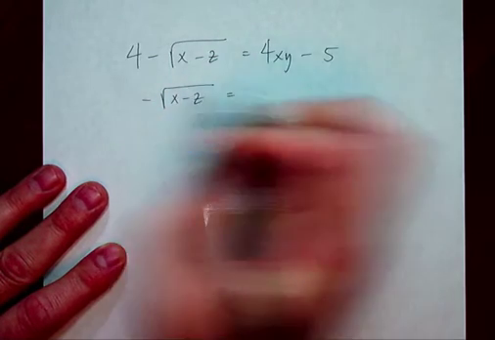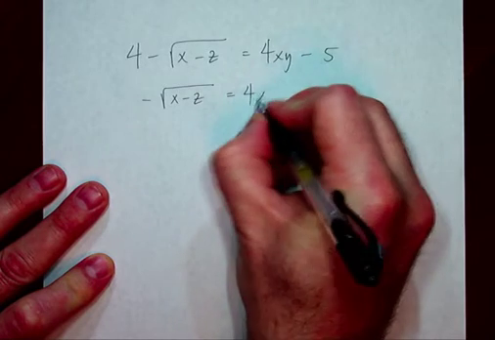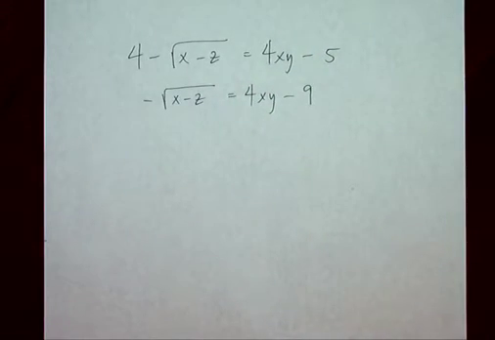If I want to get rid of the 4, I subtract 4 from both sides, right? And so I get 4xy minus 9. Now, you may think that I need to multiply both sides by a negative. Actually, I don't. Because here's the thing. When I square it, the negative's going to go bye-bye anyway. But if you wanted to, you could, and make it nice and tidy and whatnot.